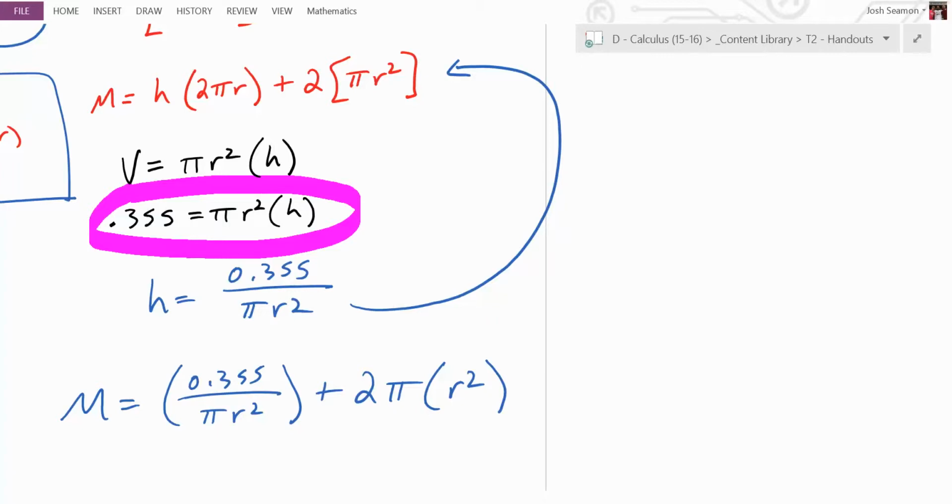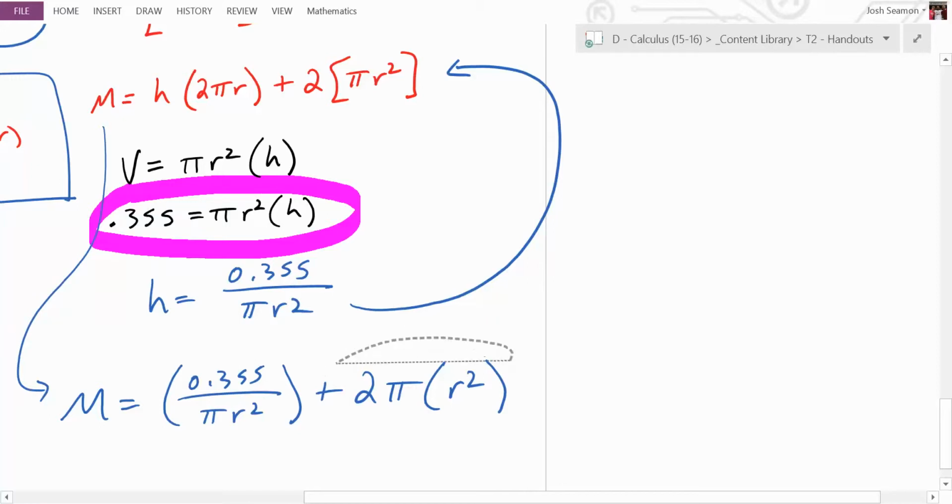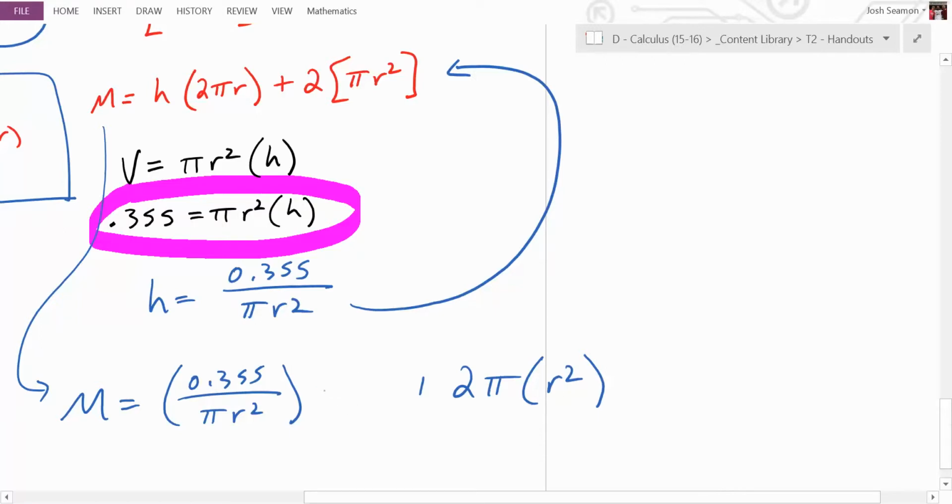Didn't you miss the 2 pi r? I did miss the 2 pi r. Thank you. So what does it become? I'm missing something key here, right? Thank you for catching that. So this gets moved over here. And what do we have now? 0.355 over pi r squared times 2 pi r, like this, plus that.